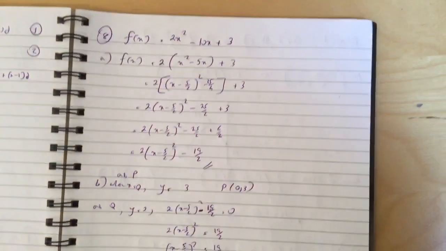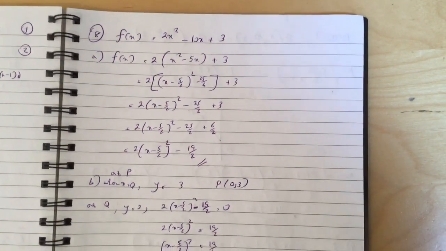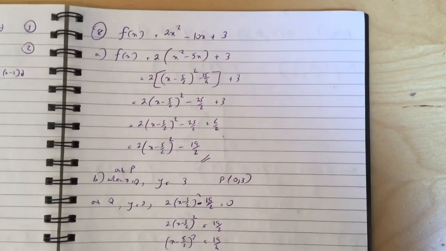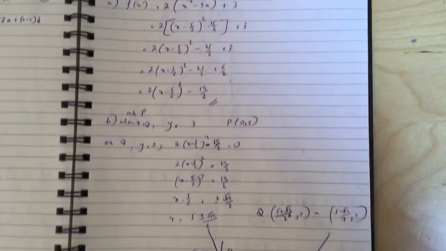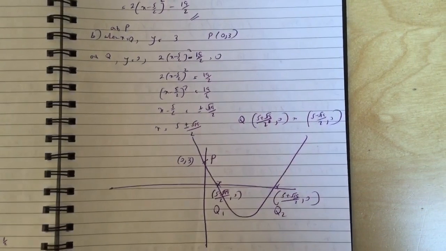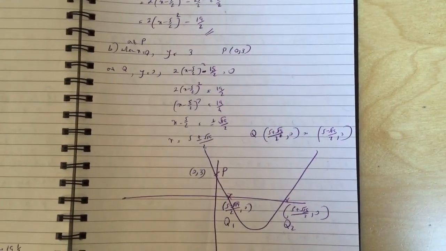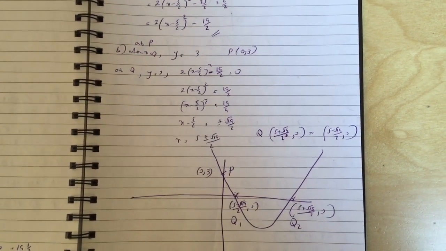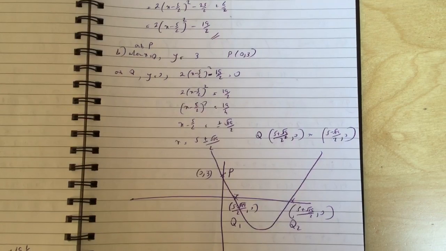Question 8. So you complete the square. This is a straightforward GCSE question. I don't think I need to go through that. If you need to, just follow the step-by-step process by pausing the video. Part B, at P, x is equal to 0, you find the y coordinate, which is 3. At Q, y is equal to 0. So you already got the completed square from part A, so you just use that to get the answer.